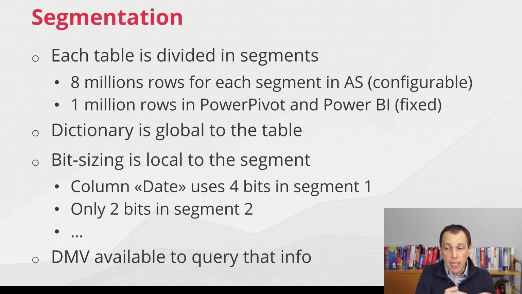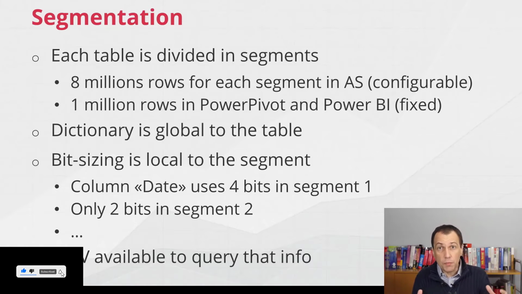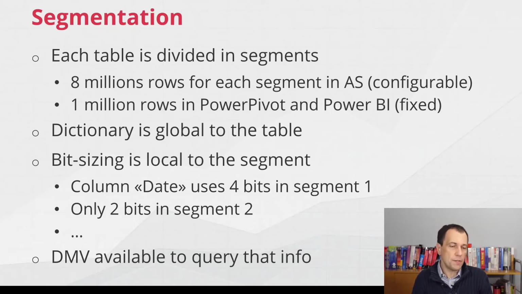So by default, analysis services has a parameter of 8 million rows that you can change if you want, and can obtain a better compression compared to Power BI that only reads 1 million rows at a time. The difference is not so big, but when you have billions of rows, then these differences could be important, also for other reasons that are related to the way the segments are read during the query.